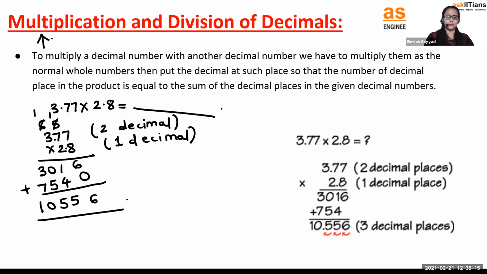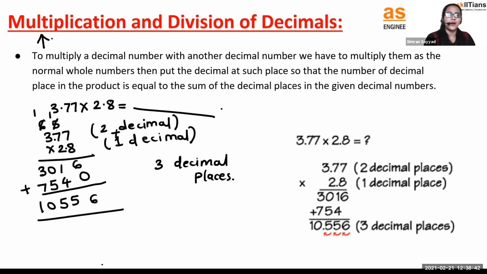This is your answer. But is this your final answer? Of course not, because we have to put the decimals. So you know what trick we have to use here, or what step we have to follow? We have to consider that in the first number there were 2 decimal places and in my second number there was only 1 decimal place. So you have to add them. So 2 plus 1 gives you how much? So in your answer you should get how many decimal places?